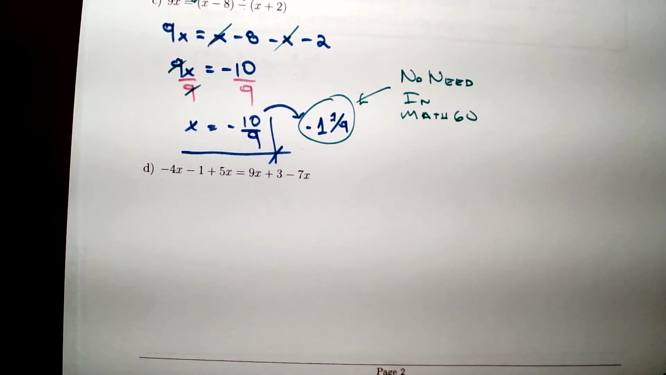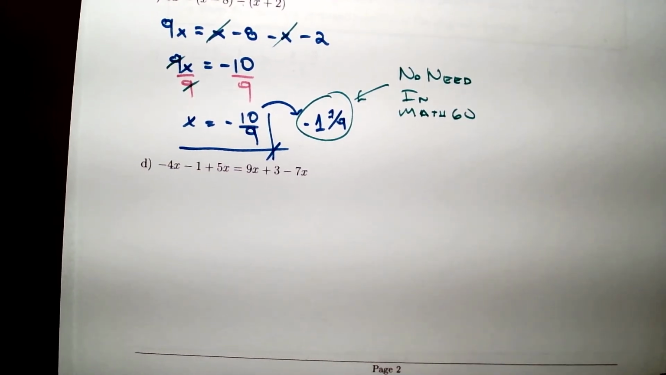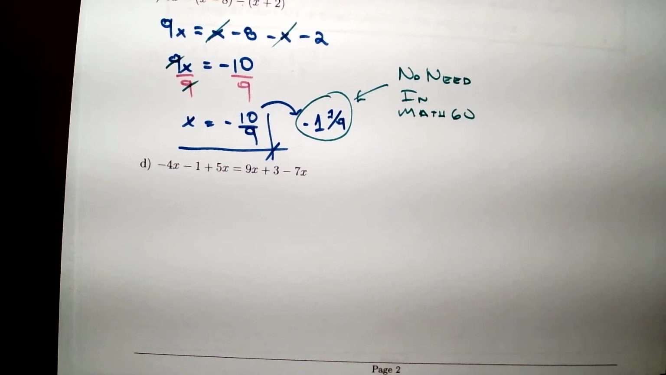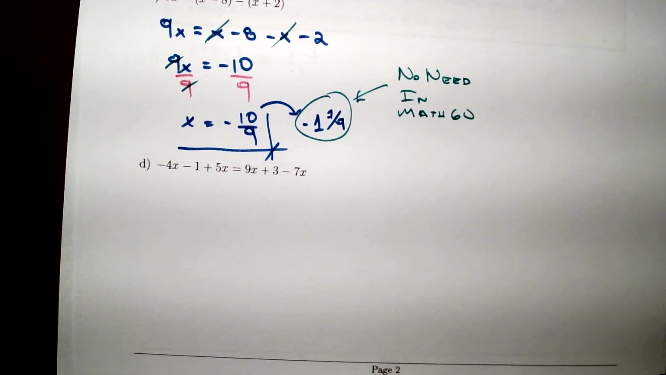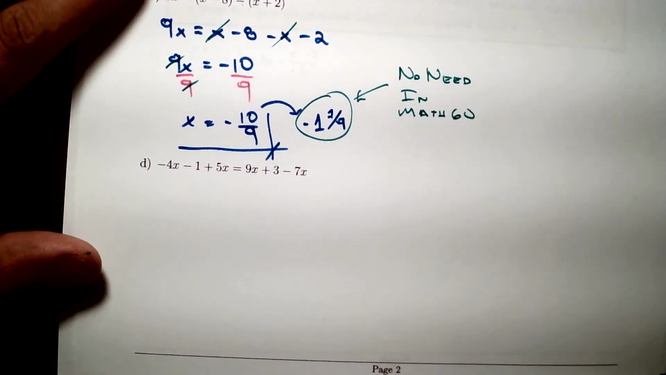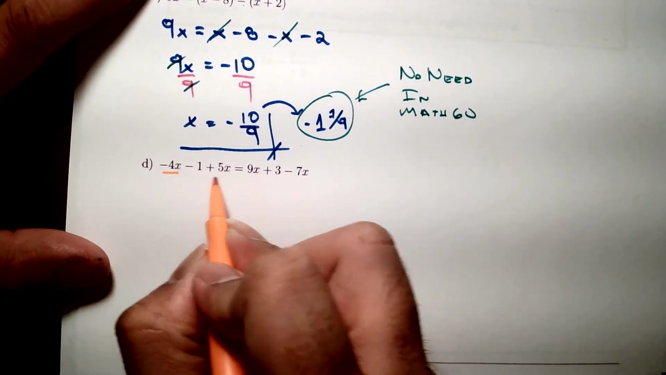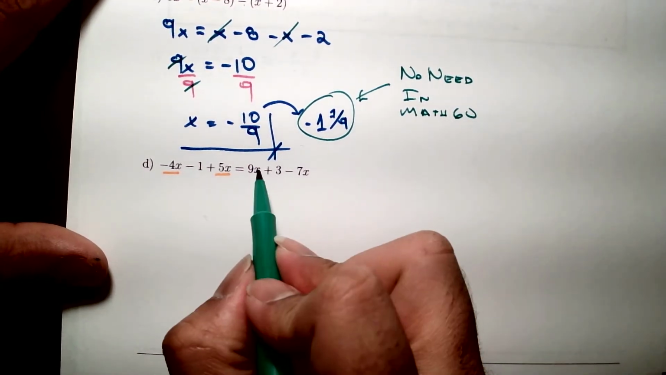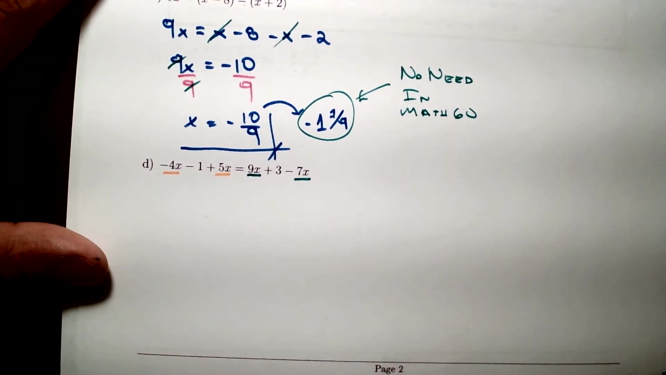Alright, let's look at letter D. So letter D, whoa, that has a lot of terms. Alright, so we're going to take care of one side at a time, see what we can do before we start moving terms around from one side to another of the equation. And what catches my eye here, I have x's and x's on the left hand side that I can combine, and likewise I have other x's and x's on the right hand side. So I'm going to combine those two first.